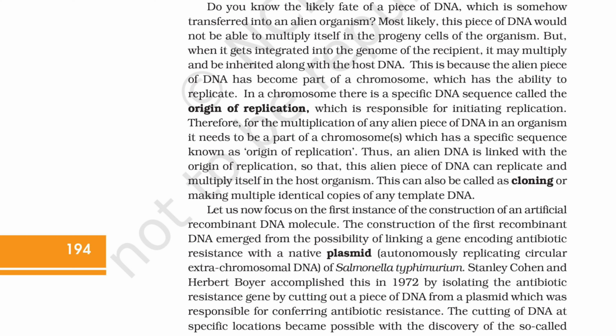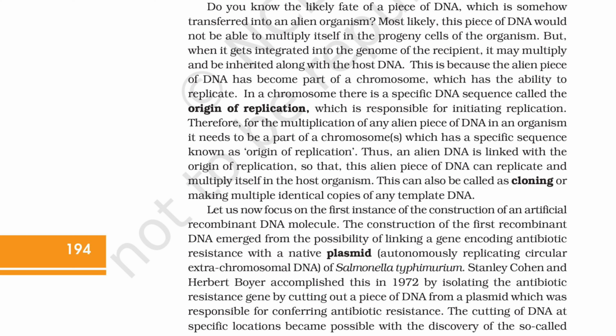Do you know the likely fate of a piece of DNA, which is somehow transferred into an alien organism? Most likely, this piece of DNA would not be able to multiply itself in the progeny cells of the organism. But, when it gets integrated into the genome of the recipient, it may multiply and be inherited along with the host DNA. This is because the alien piece of DNA has become part of a chromosome, which has the ability to replicate. In a chromosome there is a specific DNA sequence called the origin of replication, which is responsible for initiating replication.